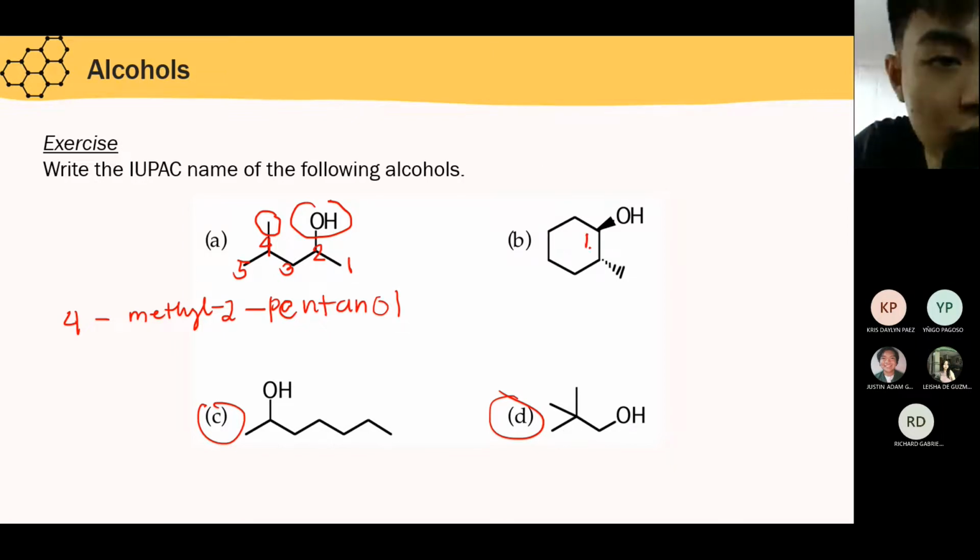Okay? So eto, magka-clockwise counting ako. Clockwise yung counting ko. Kasi nasa next carbon yung methyl. So clockwise yung counting ko. Okay? So ano muna pangalan ng parent? So mapansin mo, yung parent ay hexagon. And ano yung pangalan ng hexagon? Cyclohexane, di ba?